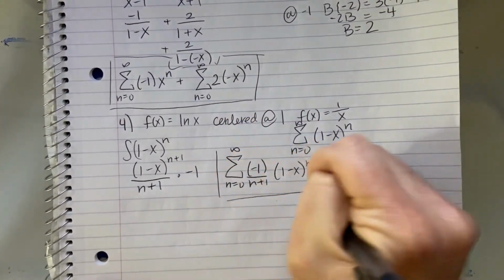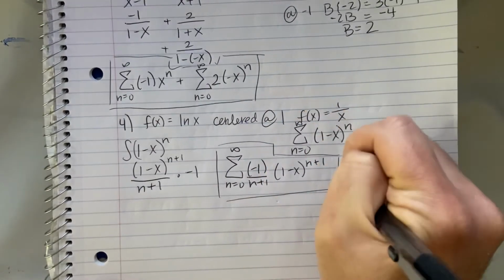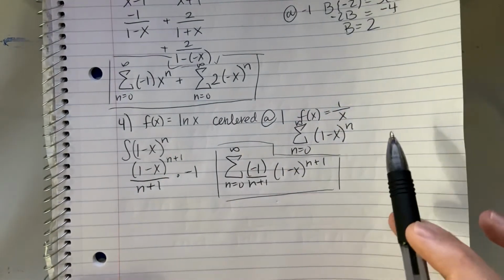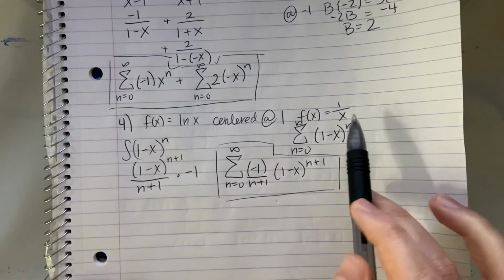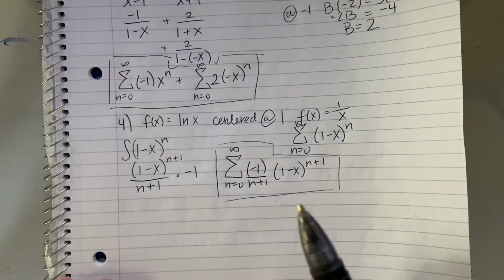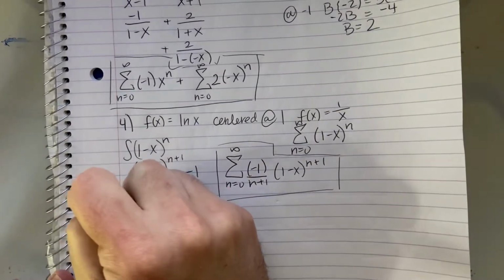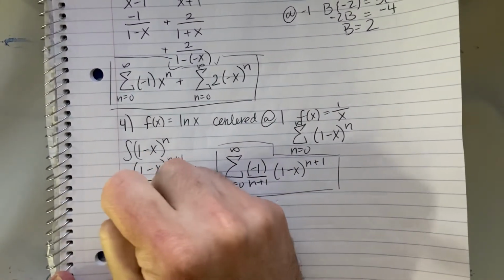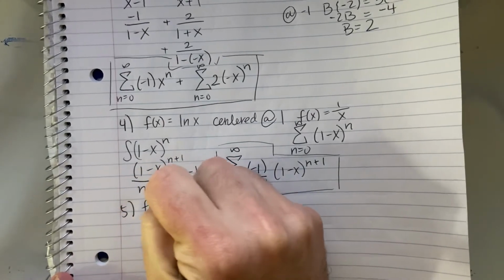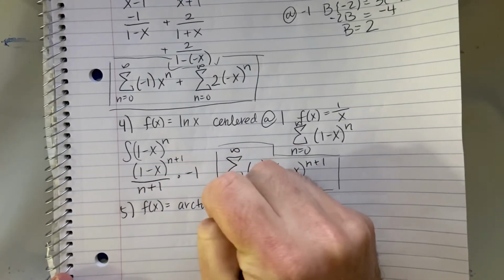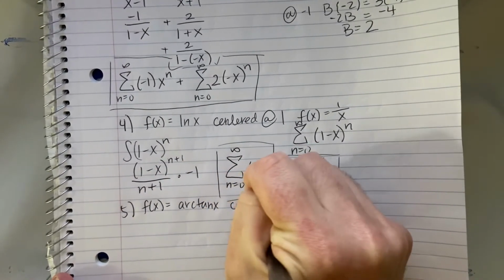So this is just an example of where we can take the integrals to find the power series of something that wasn't really in the a over 1 minus r form to begin with, but if we took the integral or derivative of something that was in that form, we could get it there. Lastly, f of x equals arctan x centered at 0.